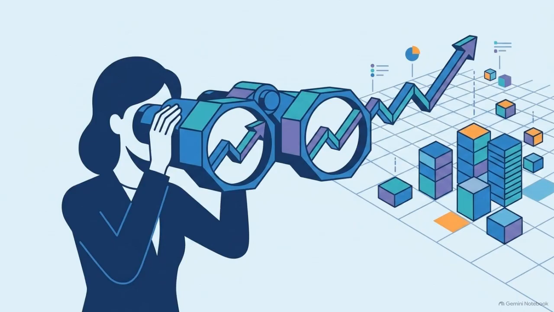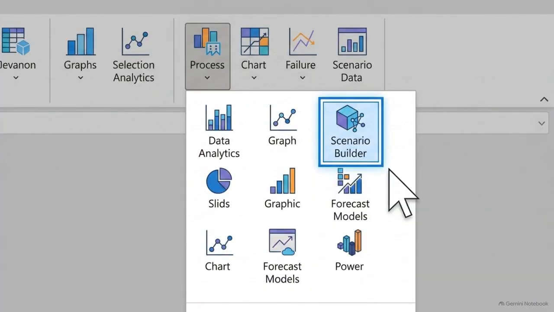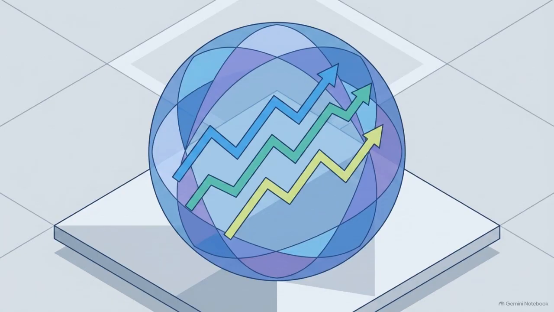This is the shift from looking backward at historical data to looking forward. Excel provides a suite of what-if analysis tools, including Scenario Manager, data tables, and GoalSeek. These act as a sandbox, allowing you to test different future outcomes without overriding or destroying your original spreadsheet.